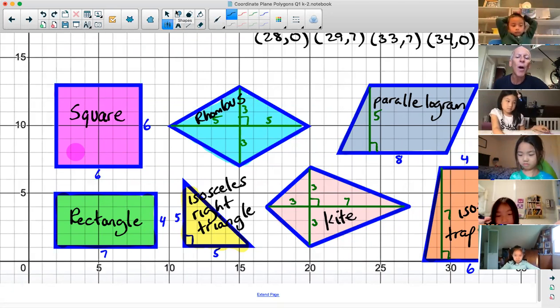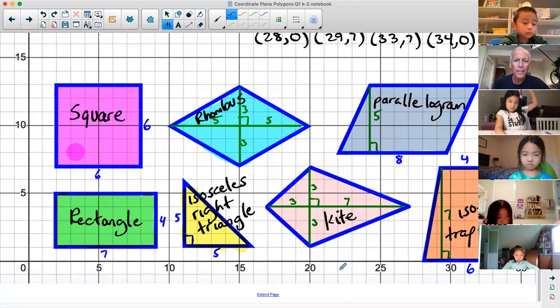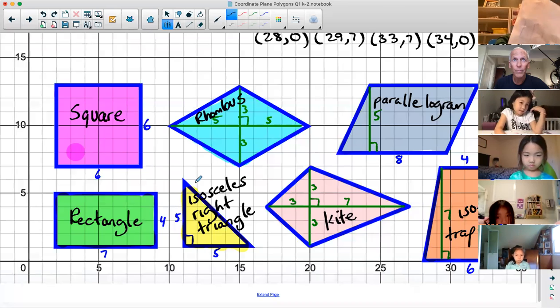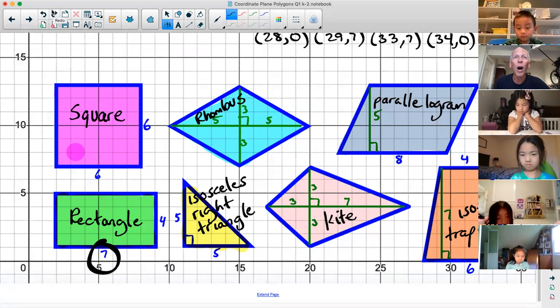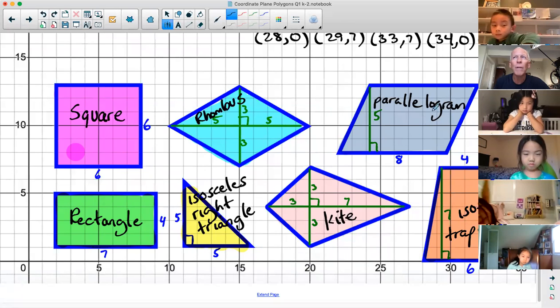Who can name the rectangle? Go, Alice. 7 by 4. Wow. That is a 7 by 4 rectangle. Larry, you see that? Now, Larry, I'm going to give you a hard one to do. You ready for this? Larry, can you name the parallelogram?